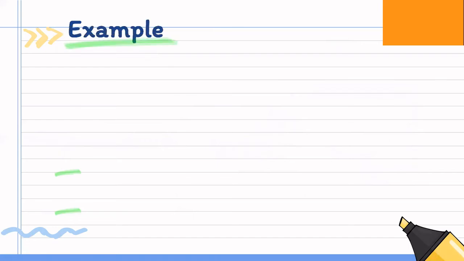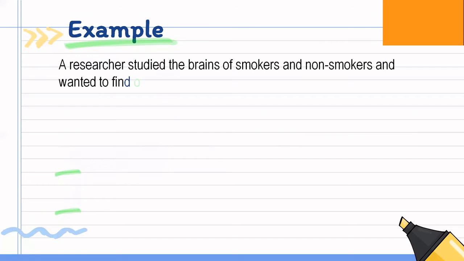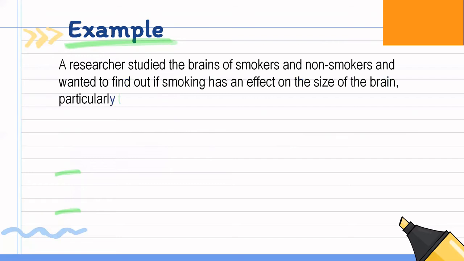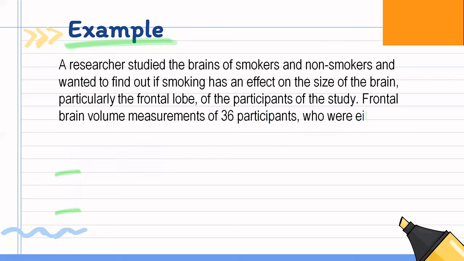Now, let's have an example of a problem of independent samples t-test using SPSS Statistics. Here, a researcher studied the brains of smokers and non-smokers and wanted to find out if smoking has an effect on the size of the brain, particularly the frontal lobe of the participants of the study. Frontal brain volume measurements of 36 participants who were either smoker or non-smoker were collected.